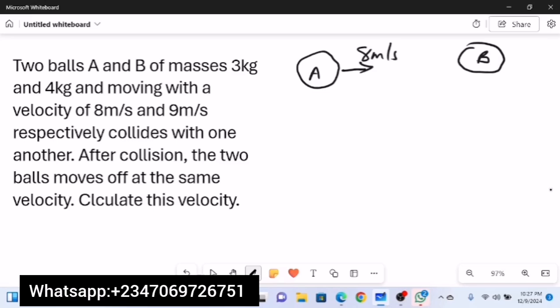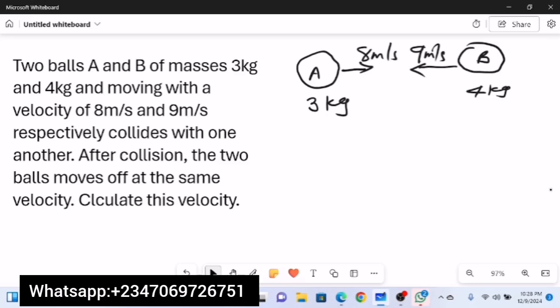The mass of ball A was also given as 3 kg. Ball B was moving with a speed of 9 meters per second. Direction also not indicated, so let's say they are moving opposite one another. So the speed is 9 meters per second and its mass is 4 kg. You observe that ball B has a higher mass than ball A, which means after collision the two balls will move in the direction of ball B.